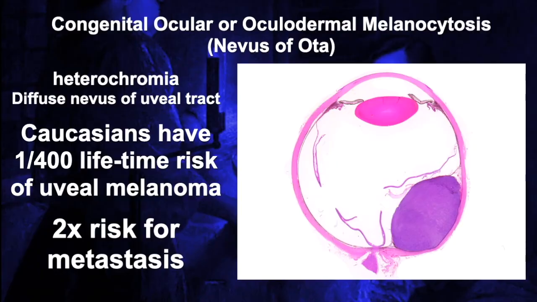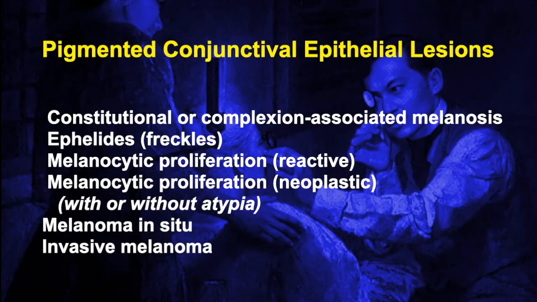An associated nevus of the uveal tract predisposes Caucasian patients to uveal malignant melanoma. Their estimated risk of developing a uveal melanoma is 1 in 400. In addition, they have a twofold greater risk of developing metastatic disease. A spectrum of pigmented lesions involves the conjunctival epithelium. These include constitutional or complexion-associated melanosis, freckles, reactive melanocytic proliferation, and neoplastic melanocytic proliferation with or without atypia. The latter can progress to invasive melanoma.